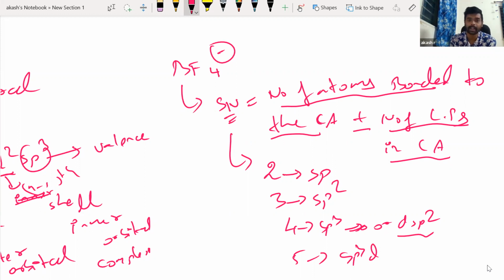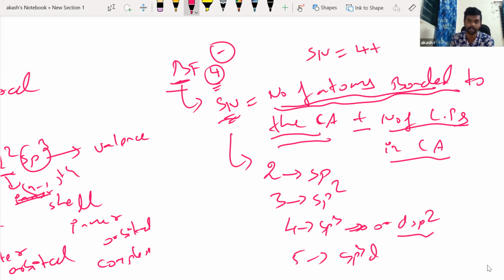Now, let me find the steric number here. The central atom is boron, right? The first part of the formula talks about the number of atoms bonded to the central atom. To boron, how many atoms are attached? Four fluorine atoms are attached, is it not? Plus the number of lone pairs on the central atom. Please understand, fluorine can have lone pairs, but we are not talking about that. We're talking about whether boron can have a lone pair.